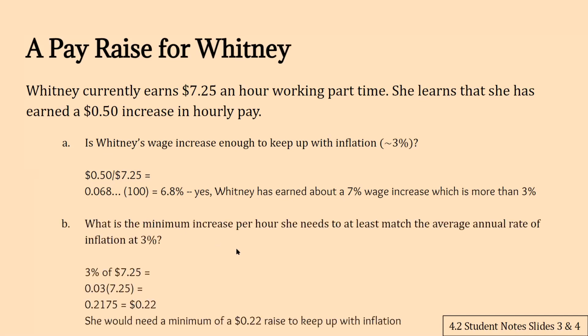We want to know what the minimum increase per hour she needs to at least match the average annual rate of inflation. To do that, we're going to do 3% of 725. Remember, you need to convert 3% into a decimal. That's 0.03. You can do that by pressing the percent button on your calculator, moving the decimal 2 spaces to the left, or by dividing 3% by 100, because again, percent means per 100. So we get 0.03, we multiply that by 725, and we get 0.2175, which would be 0.2175 cents. We're going to round that to 22 cents, because you can't have 0.75 cents. So she would need a minimum of a 22-cent raise to keep up with inflation.